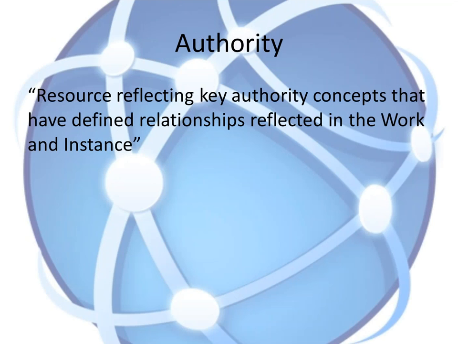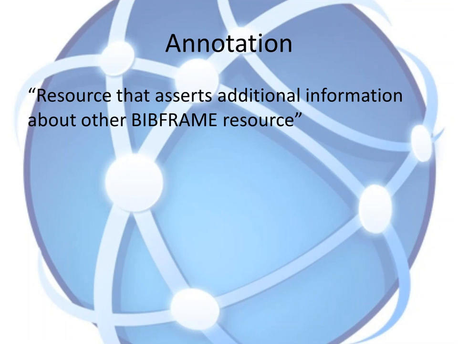Ones that are probably a little bit different: authority. The definition of that from BibFrame is a resource reflecting key authority concepts that have defined relationships reflected in the work and instance. So the creator's name example would be an authority. And then pretty much anything else that you use to describe a BibFrame resource is called an annotation, which I always thought was an interesting term to use, because to me annotation seems to imply that it's something extra, whereas really an annotation, in the way BibFrame talks about it, is sort of an attribute, I guess. The RDA speak for it would be an attribute. Any additional information about your BibFrame resource is called an annotation in BibFrame.